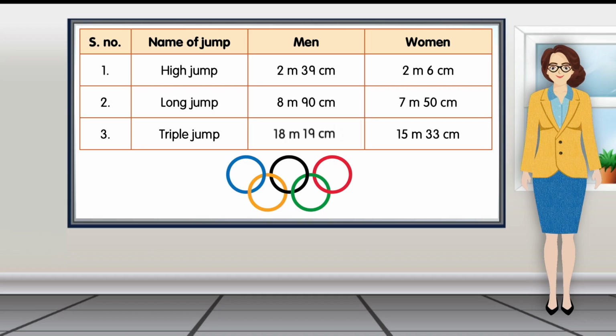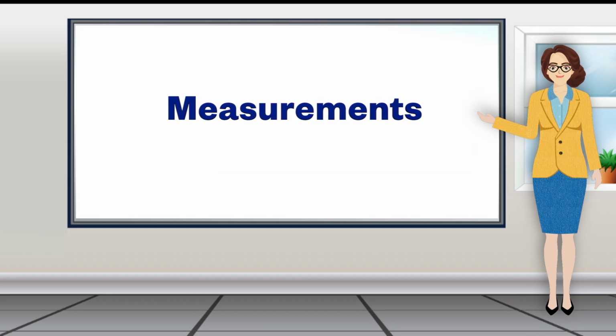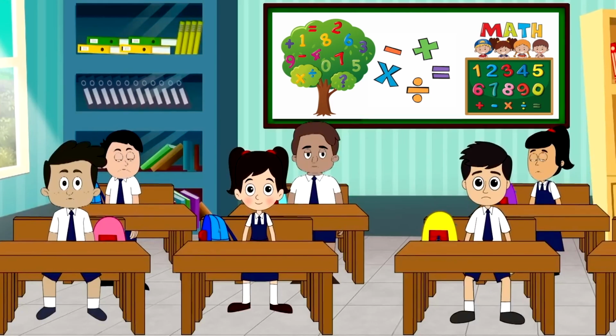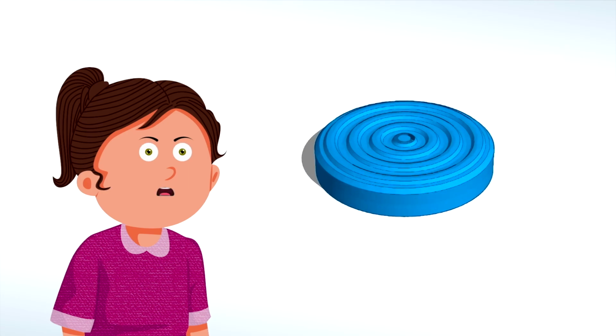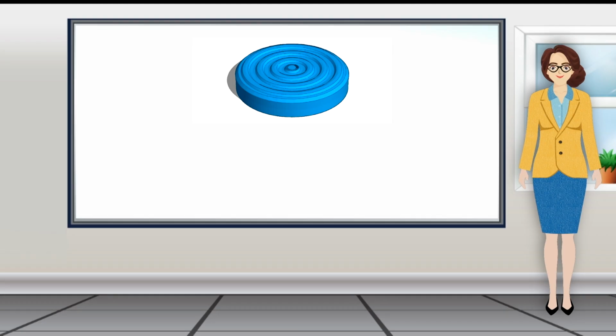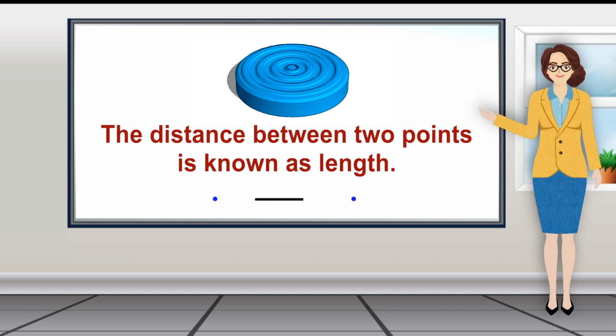Students, have you observed how the records of the Olympics ignited curiosity about the calculation of measurement in Reema? Let's dive into the amazing world of measurements. Measurement of length. Can I measure the thickness of this carom coin? To measure the thickness of this carom coin, we need to measure the distance between its 2 points. The distance between 2 points is known as length.